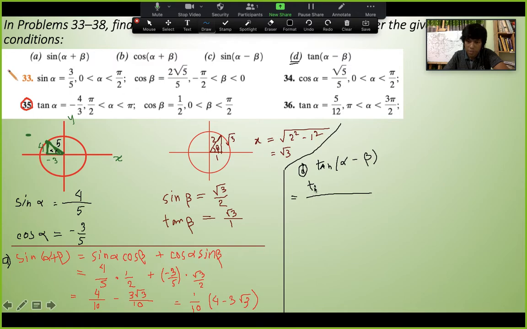So this is tan alpha minus beta, tan is a little different, that's why. So tan alpha minus beta means tan alpha minus tan beta, divided by 1 plus tan alpha tan beta. Now put the value here. So tan alpha equals to this, minus 4 by 3. So it is minus 4 by 3.